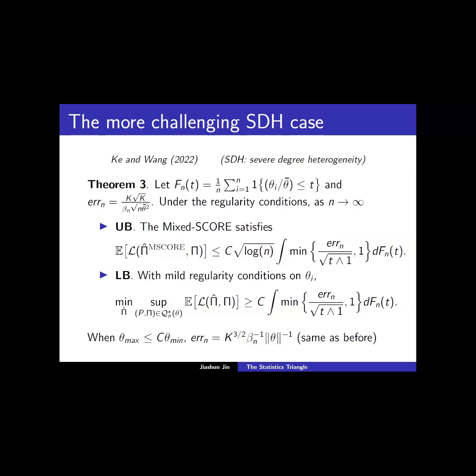Remember, in the special case where all the thetas are of the same magnitude, we return to the previous slide, so this reduces to the previous slide. The short message is that this procedure, mixed score, actually is optimal.